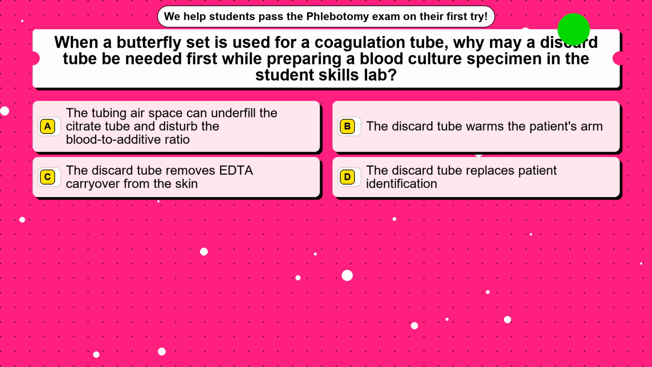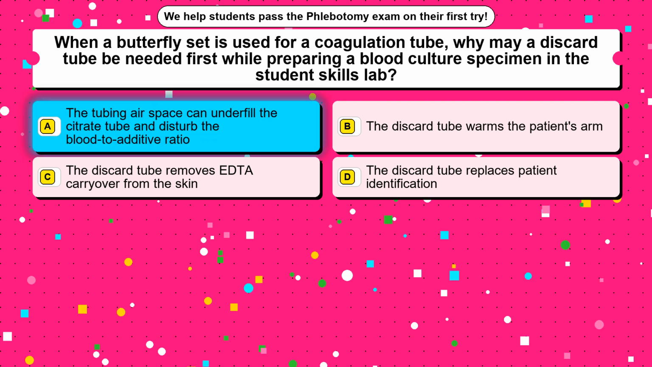Question 4. When a butterfly set is used for a coagulation tube, why may a discard tube be needed first while preparing a blood culture specimen in the student skills lab? Option A. The tubing airspace can underfill the citrate tube and disturb the blood to additive ratio. Option B. The discard tube warms the patient's arm. Option C. The discard tube removes EDTA carryover from the skin. Option D. The discard tube replaces patient identification.